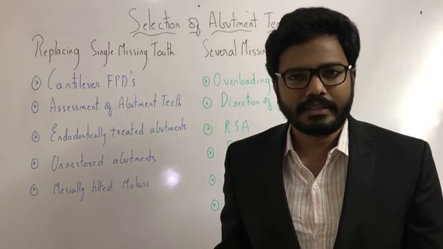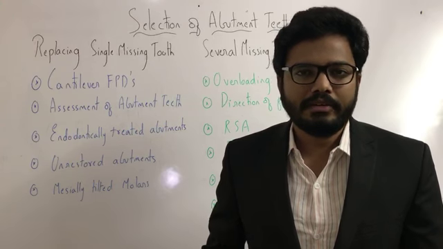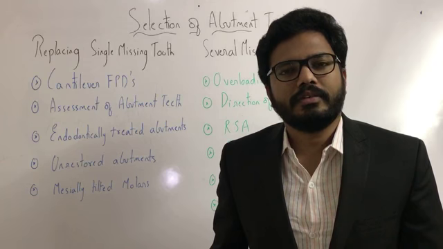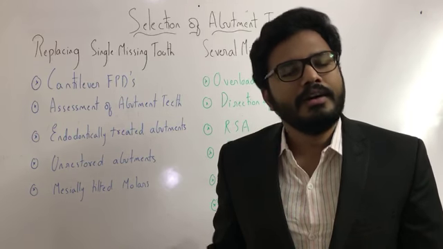And distally, obviously, we take the support of the premolar, but mesially we take support of the lateral as well as the central incisor in case of a missing maxillary canine or a mandibular canine.